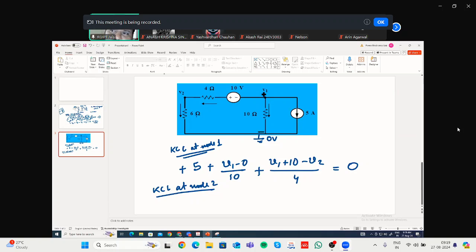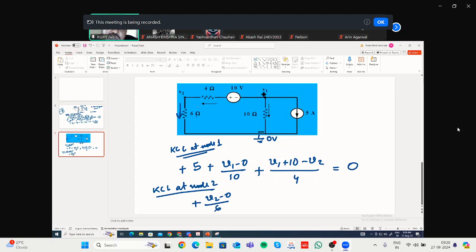You have assigned some unknown V2. Since we are considering node 2, we will consider that V2 to be the highest voltage among all other voltages. Definitely the current will flow from higher to lower potential, so the current will be in this direction. So for V2, since the direction is going out of the node, for our convention it will be positive. And what will be the value? V2 minus 0 divided by 6.